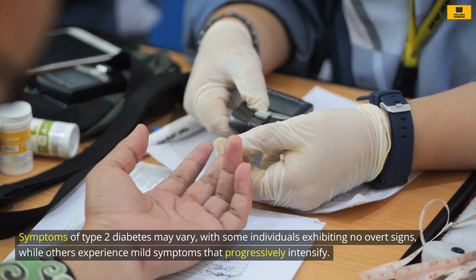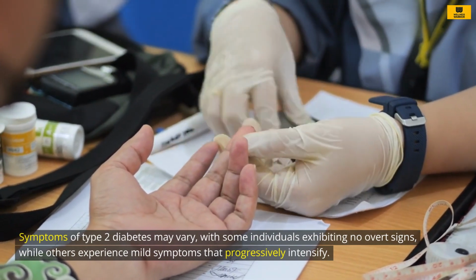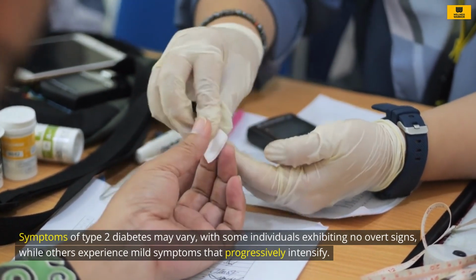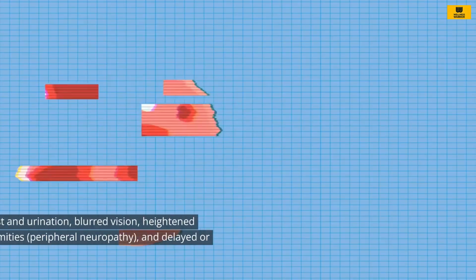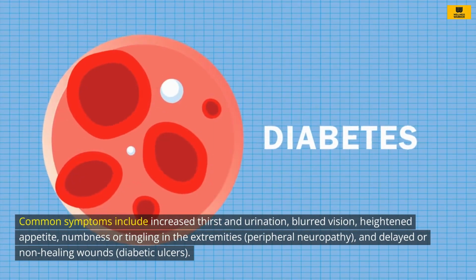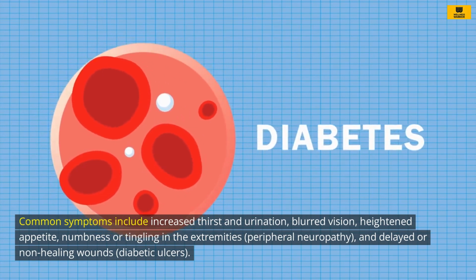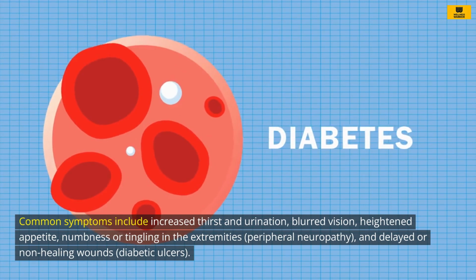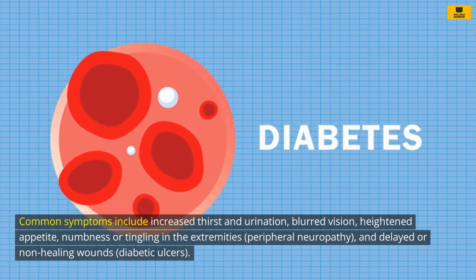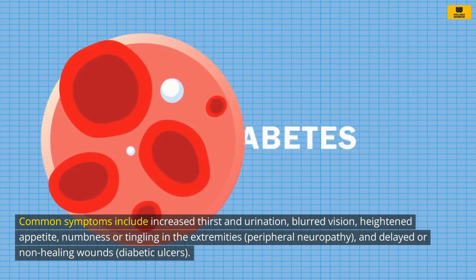Symptoms of type 2 diabetes may vary, with some individuals exhibiting no overt signs, while others experience mild symptoms that progressively intensify. Common symptoms include increased thirst and urination, blurred vision, heightened appetite, numbness or tingling in the extremities, peripheral neuropathy, and delayed or non-healing wounds, diabetic ulcers.